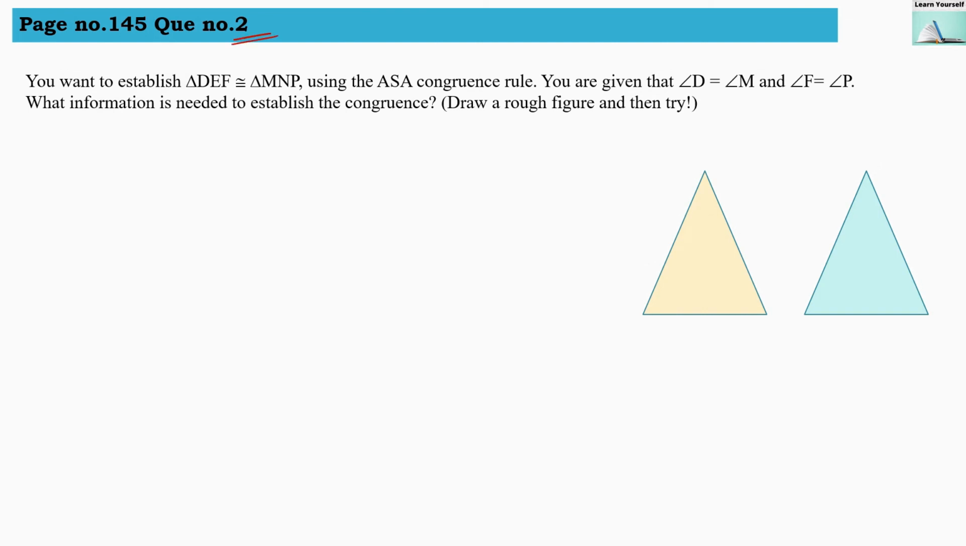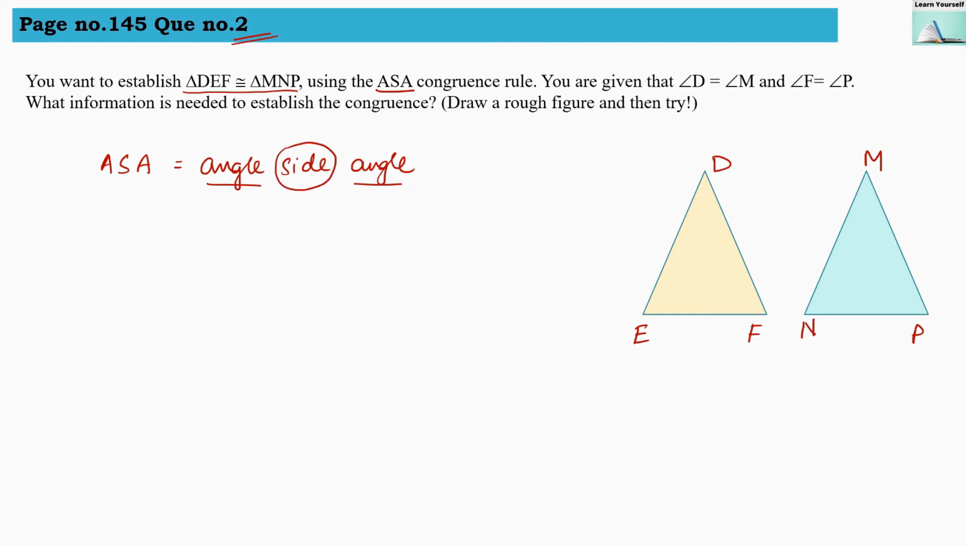Question number 2. You want to establish triangle DEF is congruent to MNP. So this is our triangle DEF, and another triangle is MNP. Using ASA congruence rule. Now ASA is angle side angle, where two angles will be there and the side will be included between two angles. So the side will be sandwiched in between two angles. You are given that angle D equals angle M. So angle D and angle M are equal. Angle F and angle P are equal.